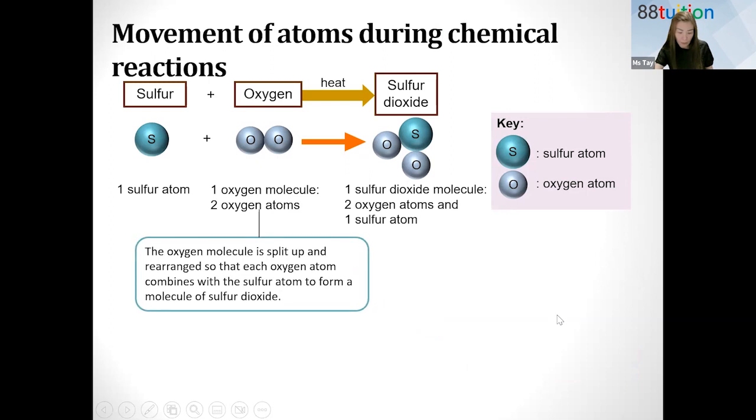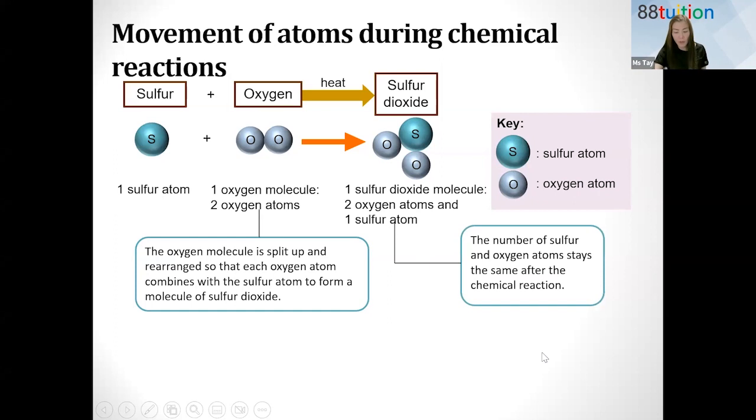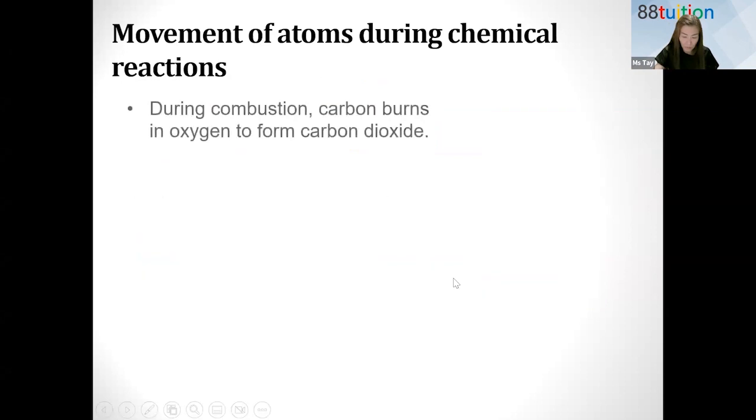Like I explained earlier, the oxygen molecule will be split up. They rearrange themselves so that each oxygen atom will combine with the sulfur atom to form 1 molecule of sulfur dioxide. So the number of sulfur and oxygen atoms stays the same after the chemical reaction.